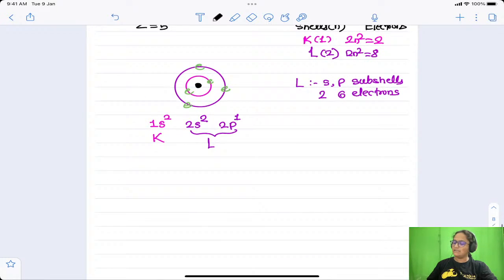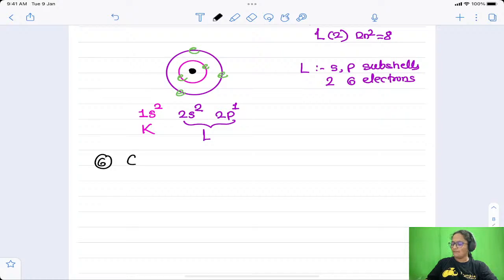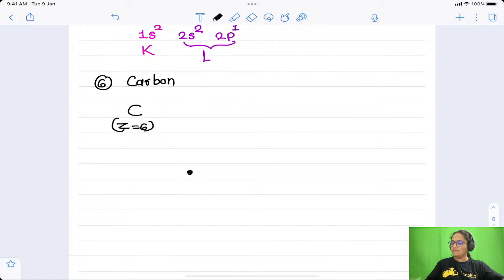Yes, so now let's see the next example. The next example is carbon. For carbon, the atomic number is 6 and the symbol is C. Atomic number 6 means there are 6 electrons present in it. So this is the nucleus of the carbon atom. Then the first 2 electrons, as usual, will enter the first shell, right? So here I'll write down the shells and the maximum number of electrons in them.